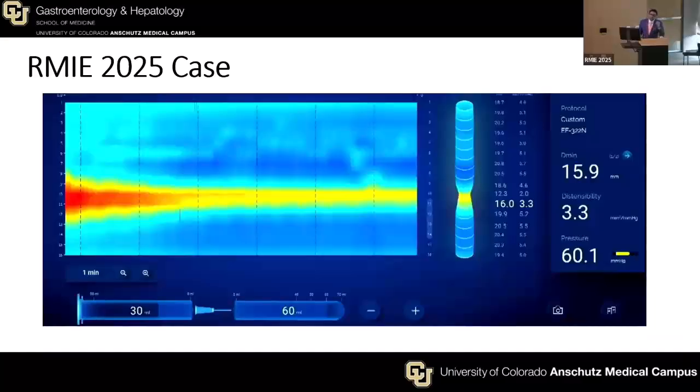So this patient's DI from yesterday, if you remember, was 0.5, and the distensibility index after POEM was 3.3, and the diameter was 5.6, and now it's 15. So very nice result before we did the closure.